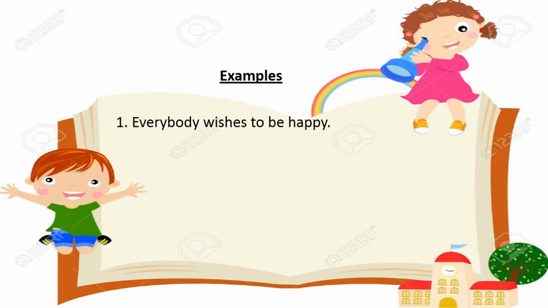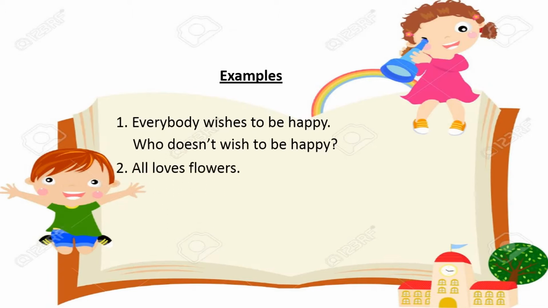Everybody wishes to be happy. Here we find everybody. From the structure we know that firstly we will write who, then do not, doesn't or didn't. We can write doesn't here because the sentence is present indefinite tense and the subject is third person singular number. So: who doesn't wish to be happy? The base form of wishes is wish. This is a very easy rule. If you know the structure very well, you can make it clear.